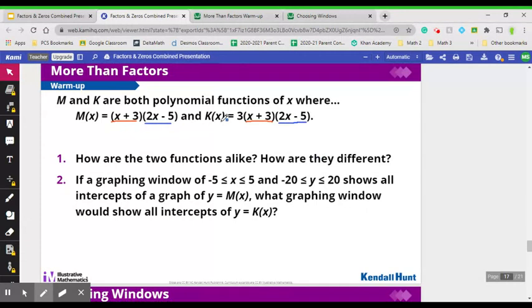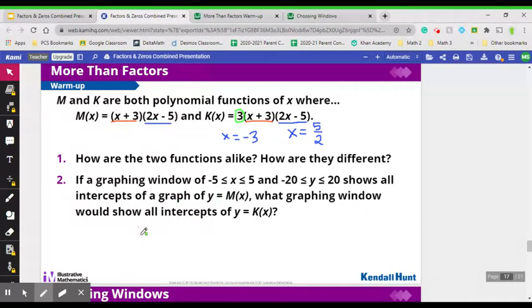If we set each of those matching factors equal to 0 and solve for x, for the blue one, one x-intercept would be 5 halves, or 2.5, and the other one would be x equals negative 3. So they share two x-intercepts. The difference is the 3 that we see at the front of k of x. If you remember from our prior part of this overall lesson, that is going to be dilating the polynomial function that k of x is going to be producing.